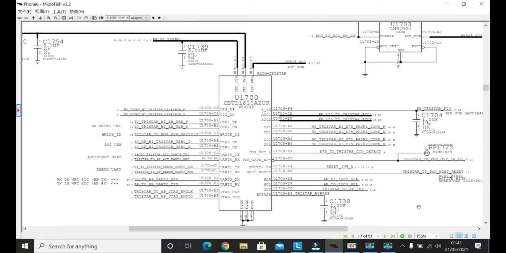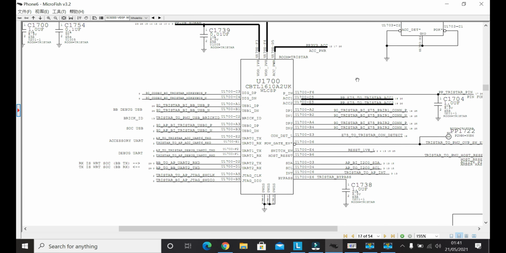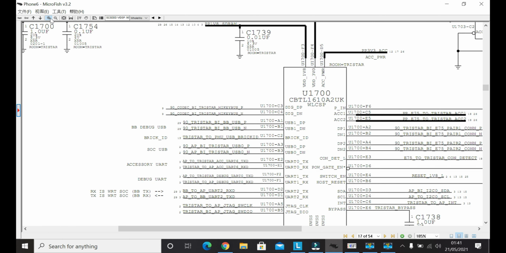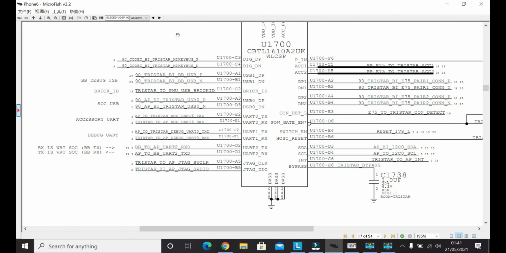So that says U1700. We know that this is a TriStar in an iPhone 6. If we need to see which one is input and which one is output, obviously we would go to the left hand side for all the inputs and the right hand side for all the outputs. But this is not the case here. So if I need to see which one is an input in all these signals or connections, now look here carefully, let me just zoom in a bit.